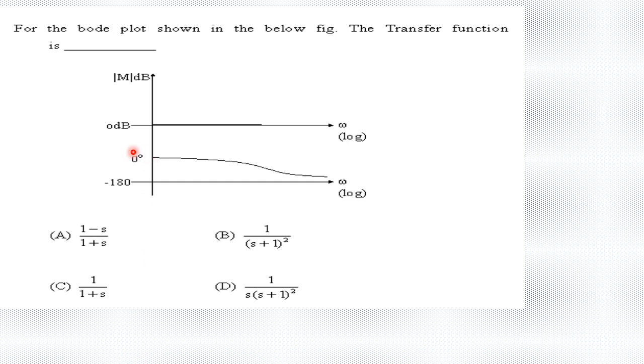So today we'll be solving a problem related to a bode plot. A bode plot is shown to us and we are asked what transfer function corresponds to this bode plot. You can observe that the bode plot has a magnitude which does not vary with frequency. It is a constant value at 0 dB, and the phase starts at 0 degrees and ends at minus 180 degrees. So let us proceed.